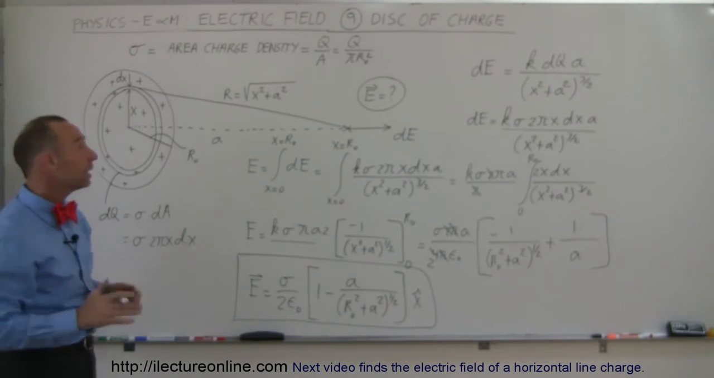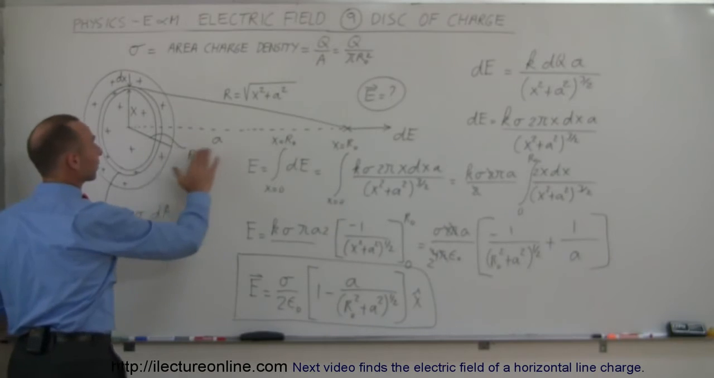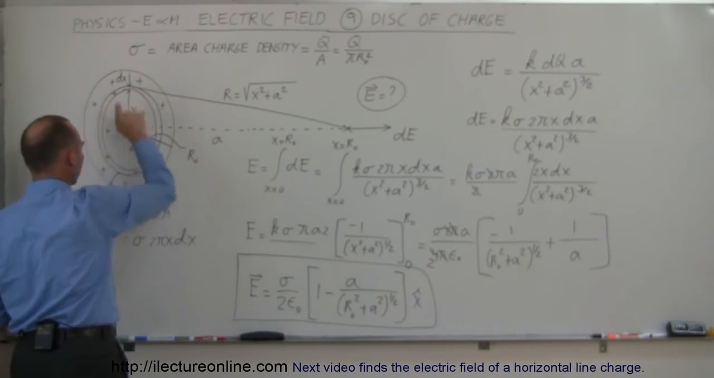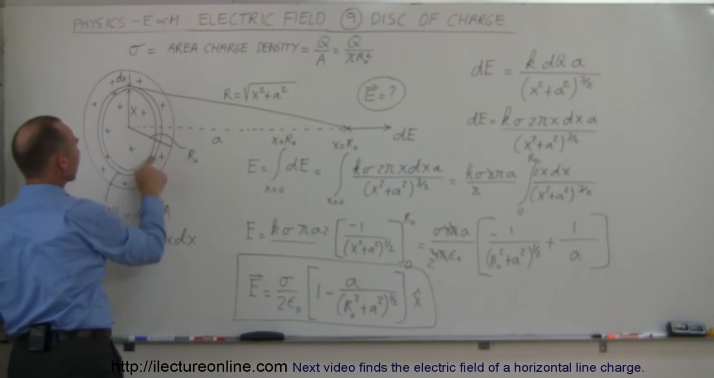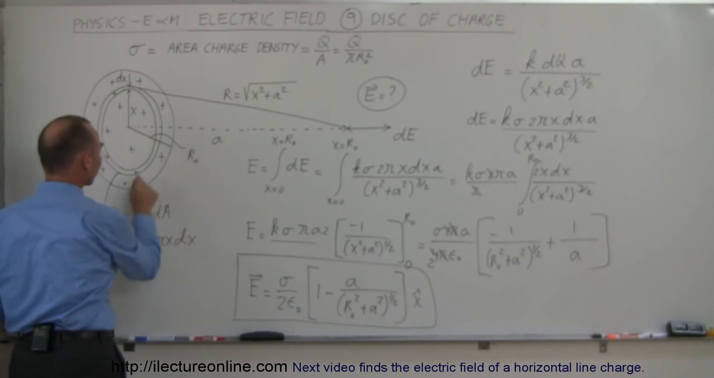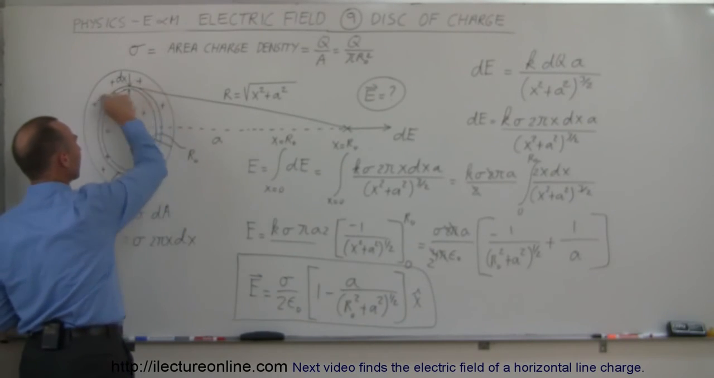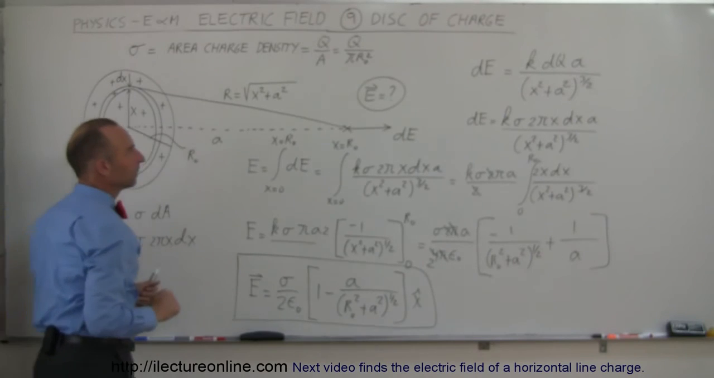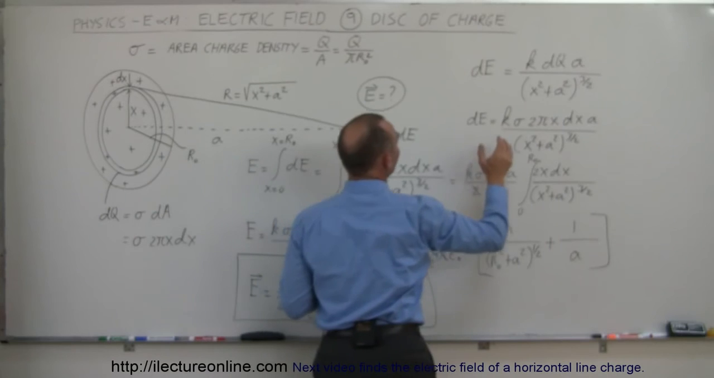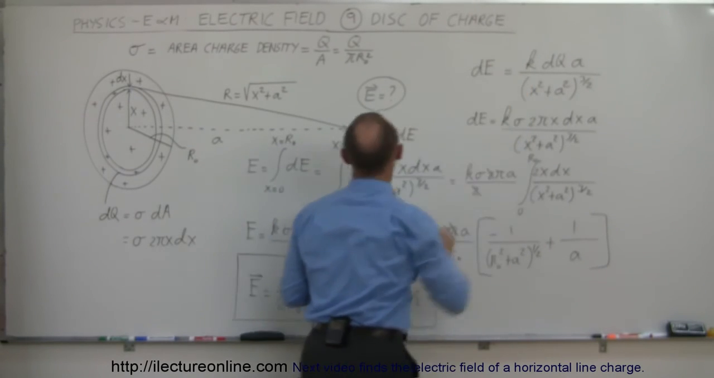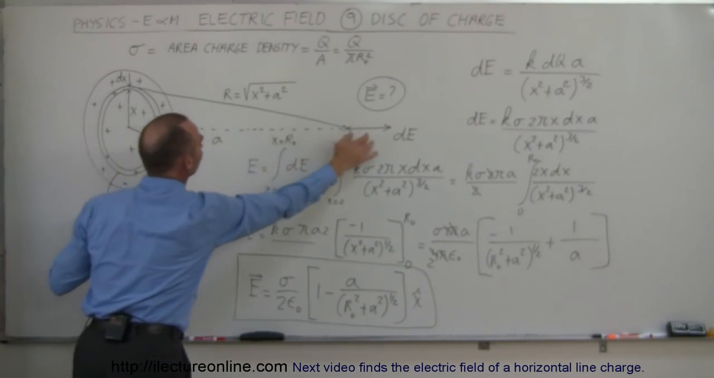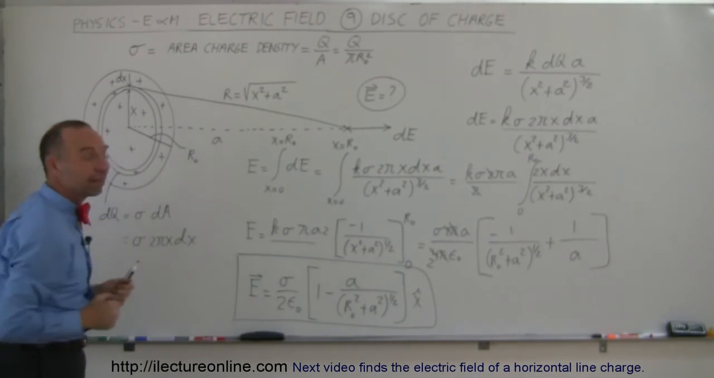And again, the goal here was to find the electric field here because of a charged disk. Start out with a small little ringlet of charge. The dq is equal to the area charge density of the disk times the area of the little ringlet, which is the circumference 2 pi x times the thickness dx. That goes in here to the result of the previous video, so the dq becomes equal to this, and then we integrate, because then all we have to do is sum up all the little ringlets to get the full electric field due to the entire disk, and that's how we approached it.